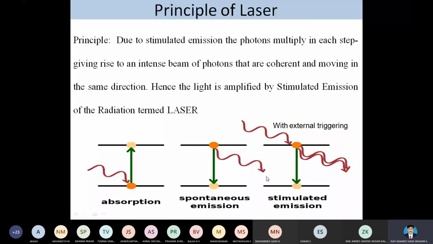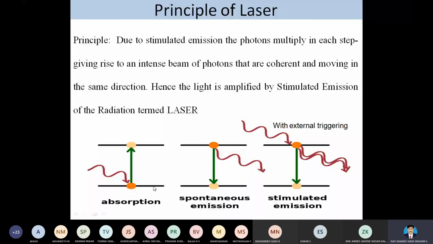You can see the variation here. You can see the position of the atom. The position of the atom is mentioned here in orange color. This orange color is the position of the atom. Initially, the atom is in the ground level. Finally, the atom is in the higher level.